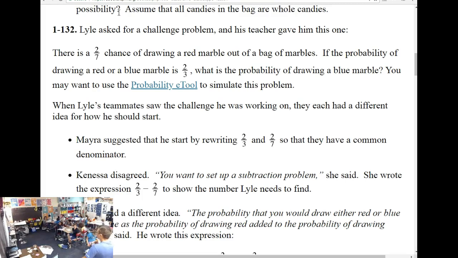So Myra, Kanessa, and Darren have different ideas of how they're going to solve this problem. Myra says, yeah, well, first thing we need to do is make a common denominator because fractions. Kanessa's like, yeah, we want to set up a subtraction problem. And Darren's like, well, the probability that you draw either red or blue is the same as probability of red added to probability of blue, right? Because we know the or adds them. Who's right?